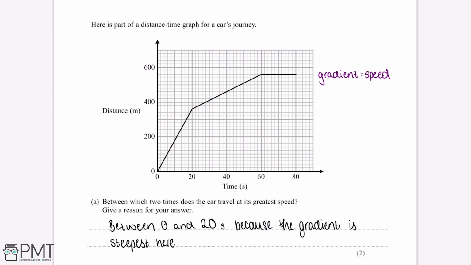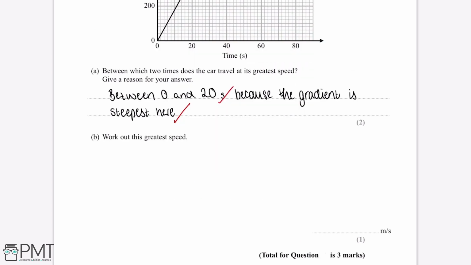Now this question's worth 2 marks. We'll get our first mark for stating the correct times and our second mark for explaining why. Work out the greatest speed.